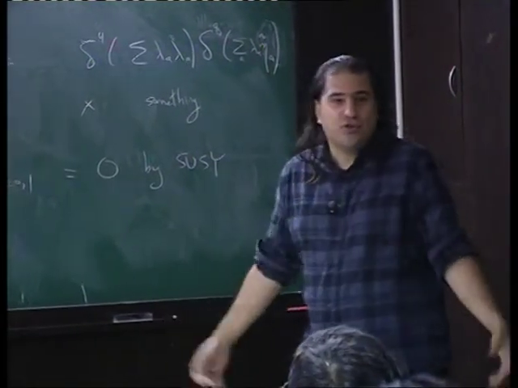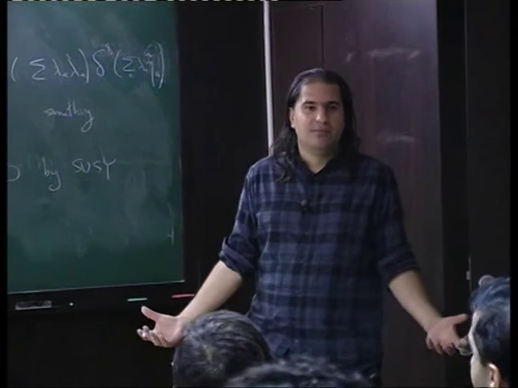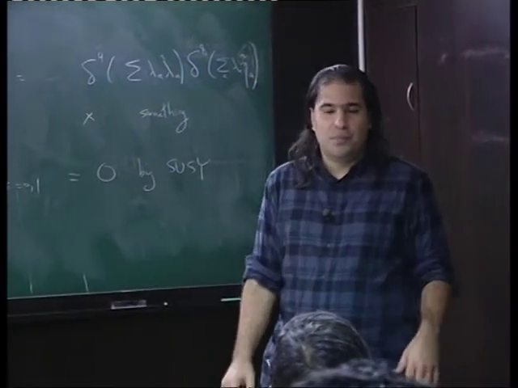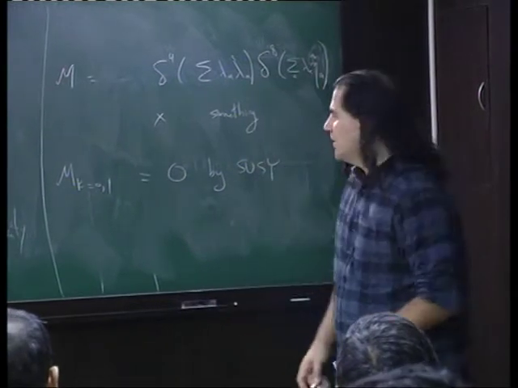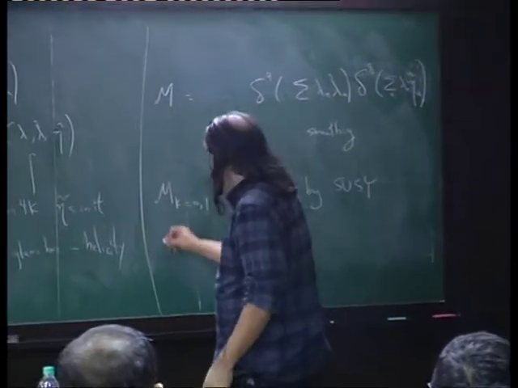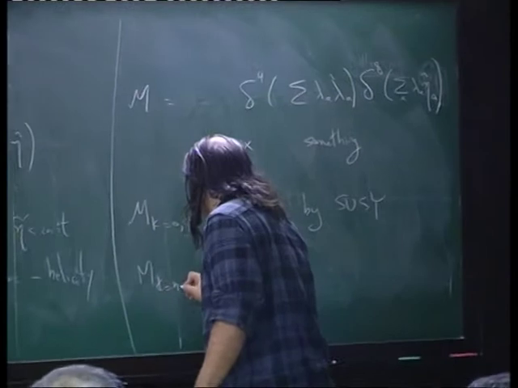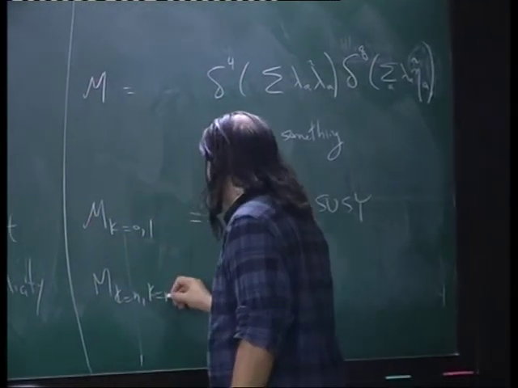And of course, it just interchanges k and n minus k. Parity is just interchanging lambda and lambda tilde. It changes k and n minus k. So we also learn at the same time that the amplitudes for k equals n and k equals n minus 1 also vanish.